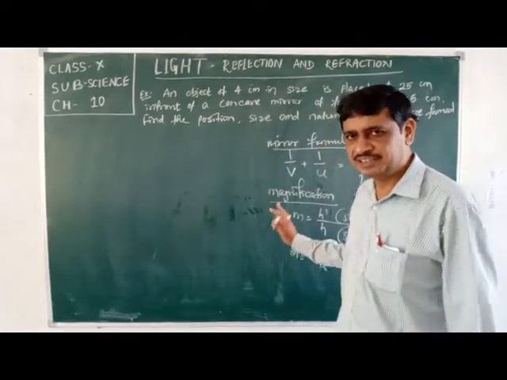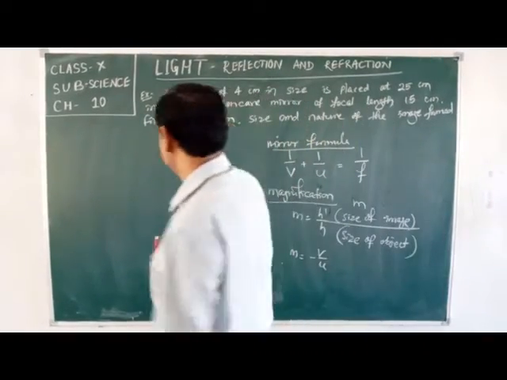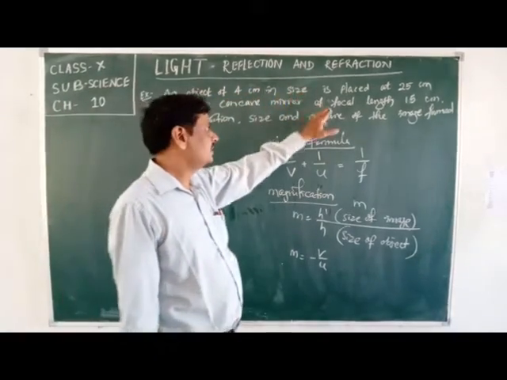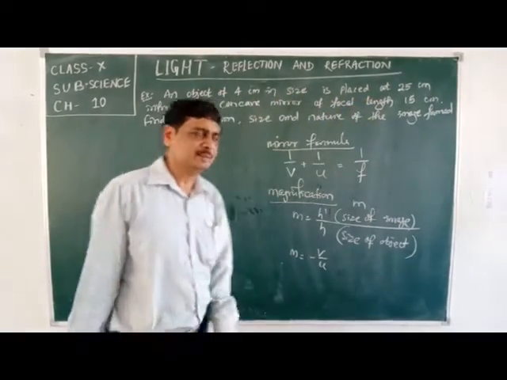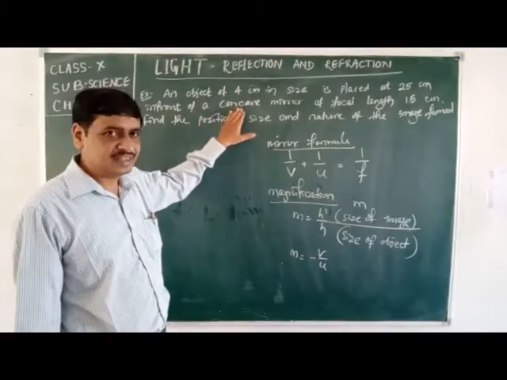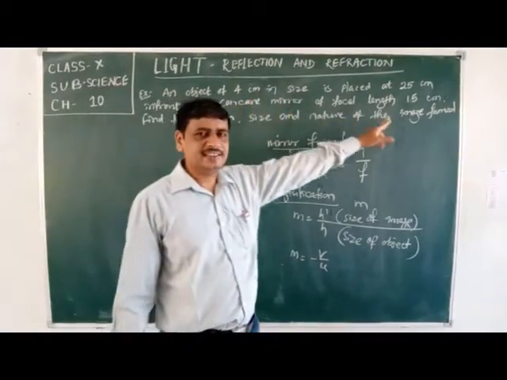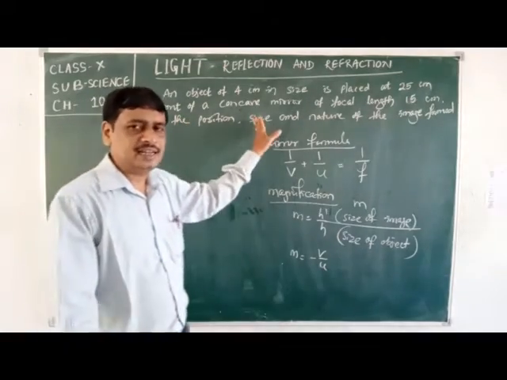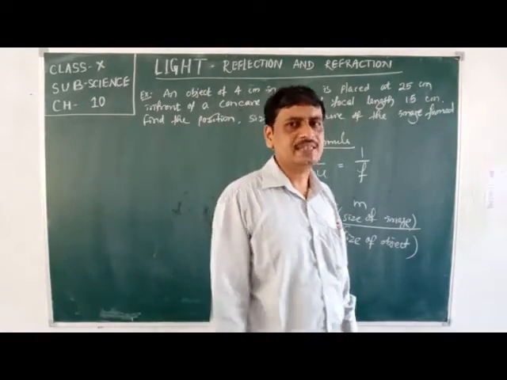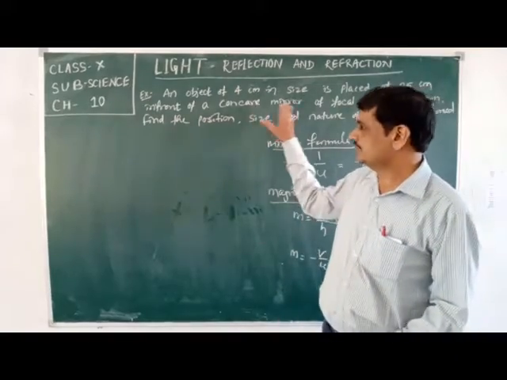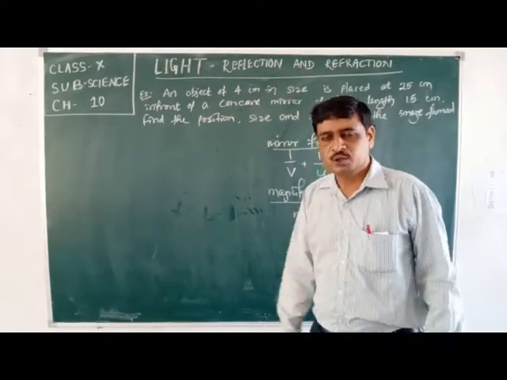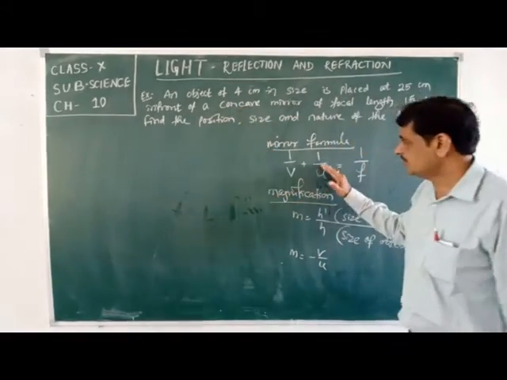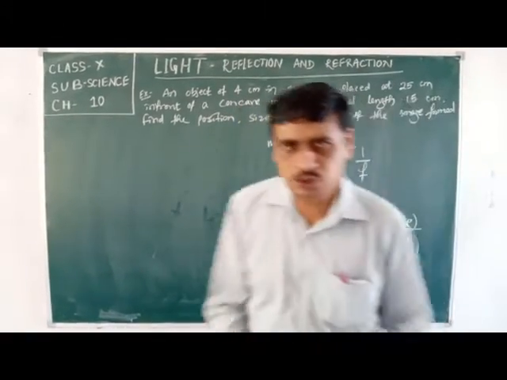On the basis of these relations, here is a question. An object of 4 cm in size is placed at 25 cm in front of a concave mirror having focal length 15 cm. We have to find the position, size and nature of the image which is formed by this concave mirror. We have to solve the problem by using these formulas. So how to find it?